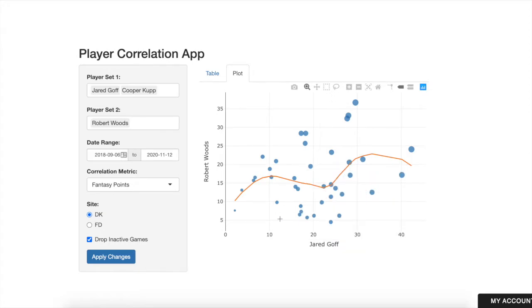So in general, we see this kind of fan of data points where, as Goff's production increases, in general, Woods' production tends to be higher as well. But the reason we're seeing lower correlation between Goff and Woods is that this cloud of data points is really not quite as tight as Cup's. There is more variance in Woods' production relative to changes in Goff's production than there is variance in Cup versus Goff. So that's why you see that lower correlation number.